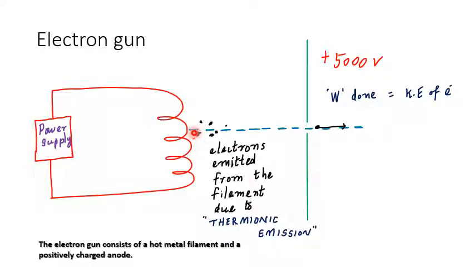So these electrons create a beam and get attracted towards this anode, and they leave the anode with a very high kinetic energy. In order to calculate this kinetic energy of electrons, we can use this equation. Work done by the anode potential is equal to the kinetic energy of electrons.